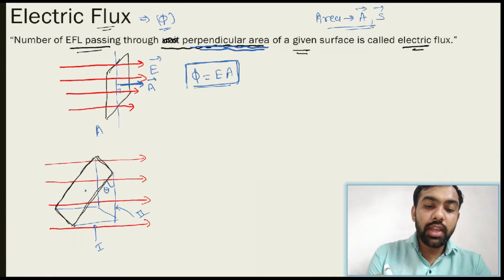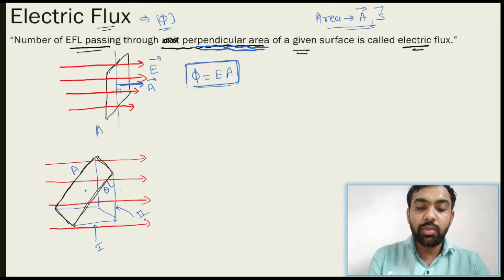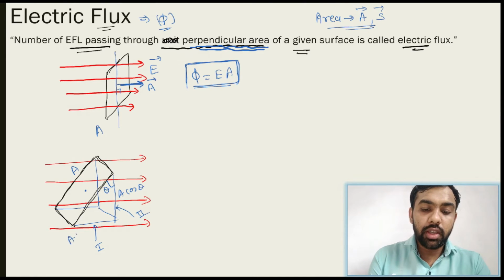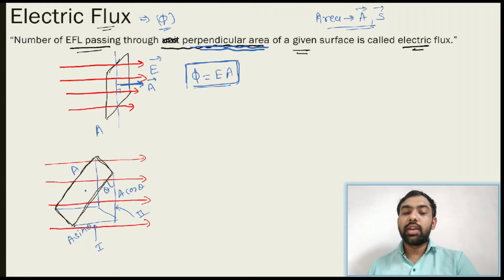So this total area is supposed to be A, so the adjacent component is A cos theta, and the opposite component is what, A sin theta. So A sin theta is parallel to the electric field and A cos theta is perpendicular to the electric field. So here if you consider this situation, then the flux linked with surface one is 0.